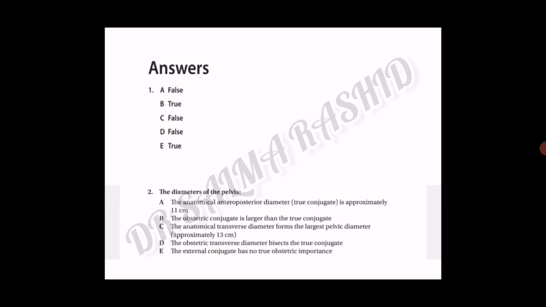The anatomical transverse diameter forms the largest pelvic diameter, approximately 13 centimeter. This is basically true, although in the explanation the transverse diameter was given as 13.5 centimeter, in some books it is given as 13 centimeter, so it's true. The obstetric transverse diameter bisects the true conjugate, it's true. The external conjugate has no true obstetric importance, it's true.